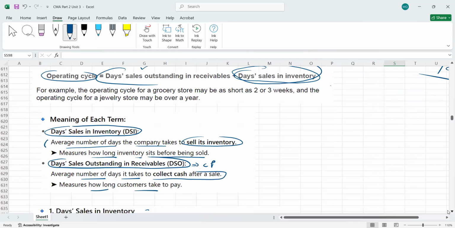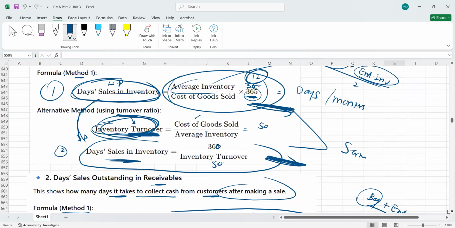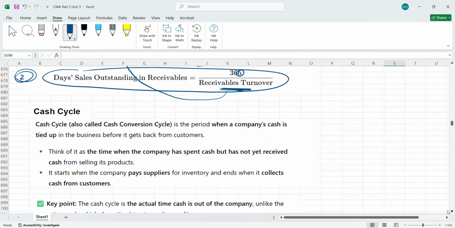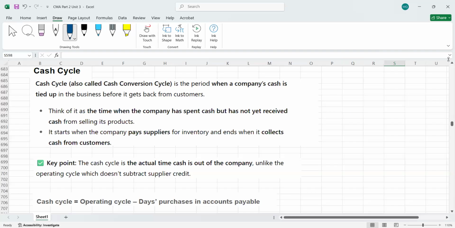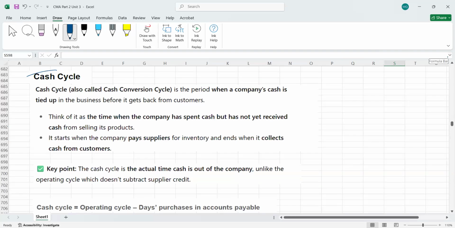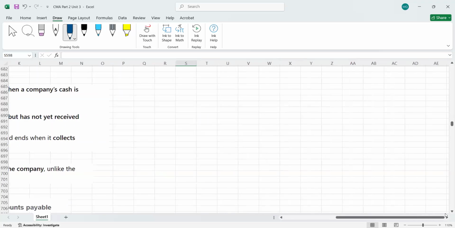Now the operating cycle is clear, and we are going to talk about the cash cycle, which is also called the cash conversion cycle. Let me draw the timeline here. For example, let's assume this is the timeline. At this point, 1st January, we purchased inventory on credit.